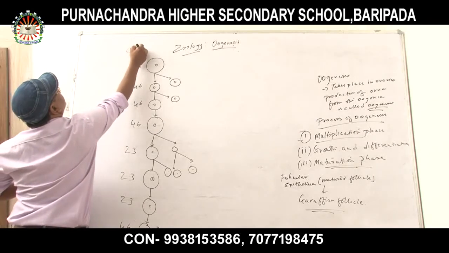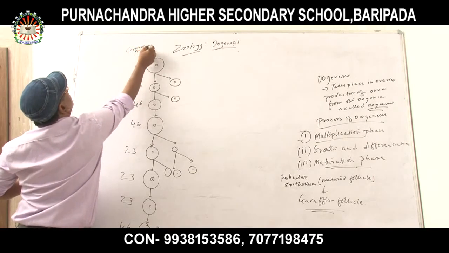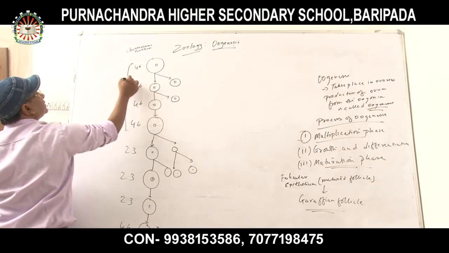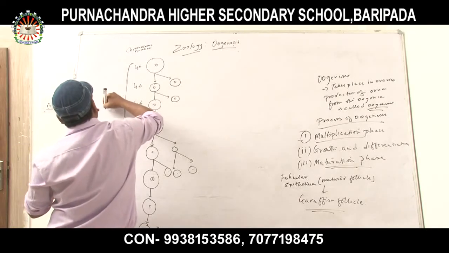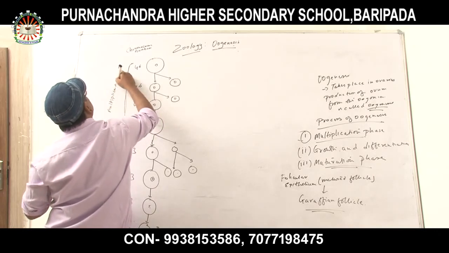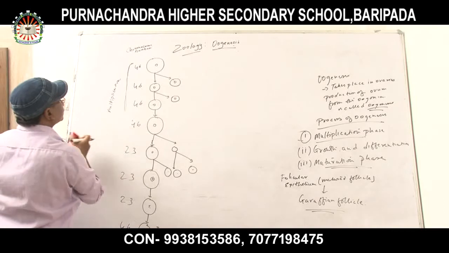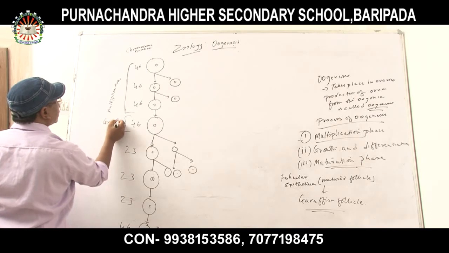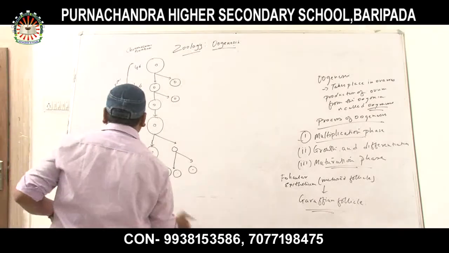The chromosome number goes from 46 to 46. Which kind of division is taking place over here? Mitotic division. This is the multiplication phase. Now this is the growth phase, and these are the maturation phase.